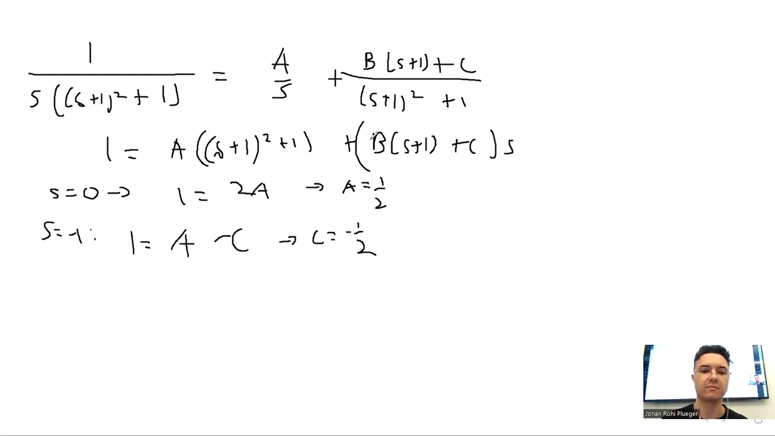At this point, there's no more clever plugins that we can do. So what else can we try? James suggests A plus B equals zero. Does that make any sense to you, Aaron? What do you think about that?